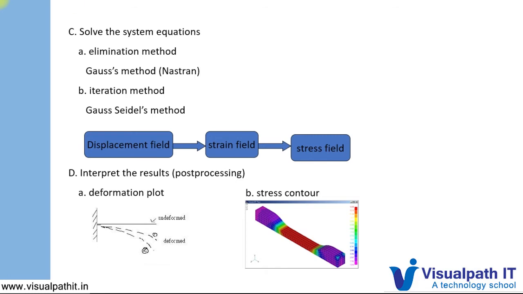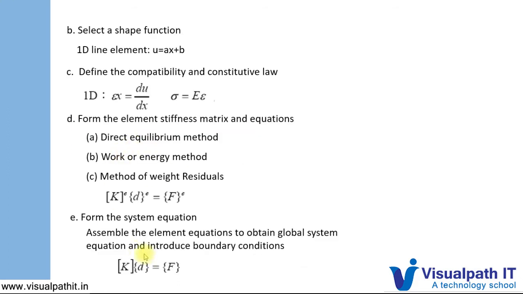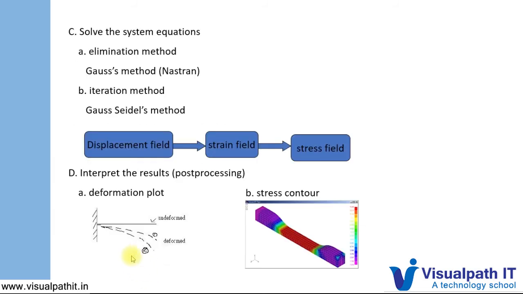Again, there is an elimination method, which is the Gauss elimination method. Nastran uses it, and there is also the Gauss-Seidel method. Once we solve this system of equations, we will get our d value. Like I said earlier, d is my unknown, which is the displacement at each node. So once I solve this, I'll be getting the field equations.